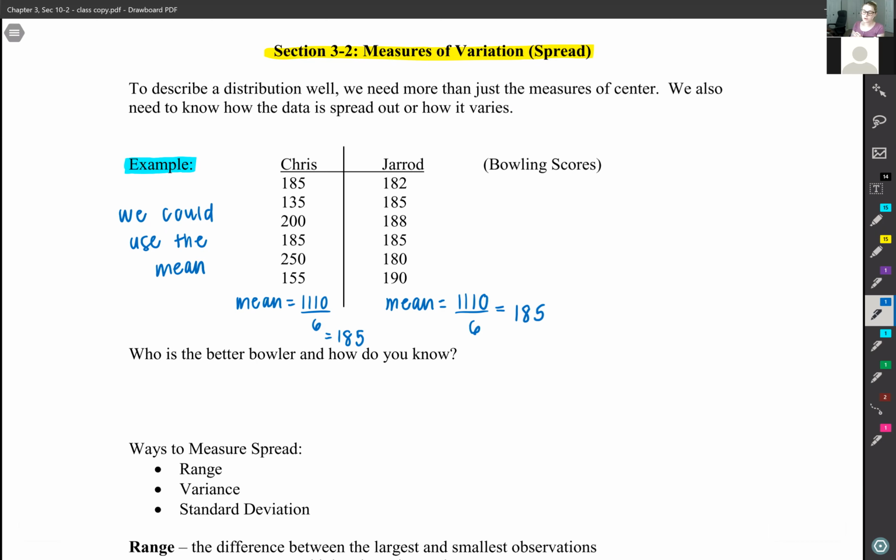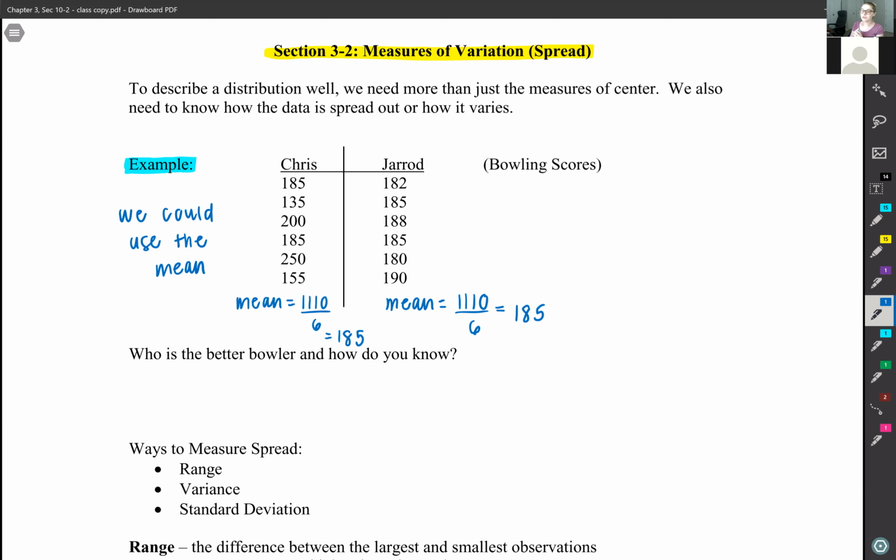Okay, now we're kind of stuck because we want to know who the better bowler was by finding what their averages were, what their means were. But both of them have the exact same mean of 185. Who is the better bowler? Are they both better? Is one better than the other?